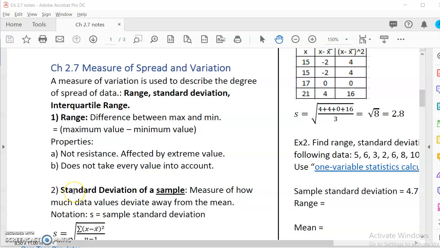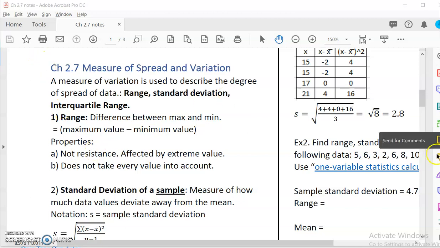Hello, statistics student. This video is for chapter 2.7, measure of spread and variation. We are going to calculate a number which shows how data spread out and also the degree of variation of data. So just a quick example.